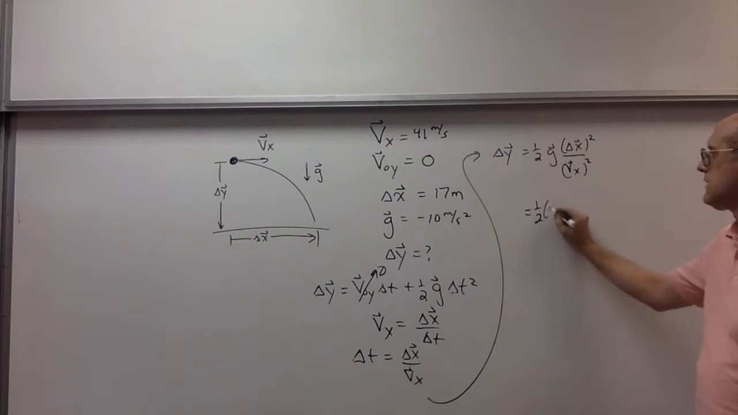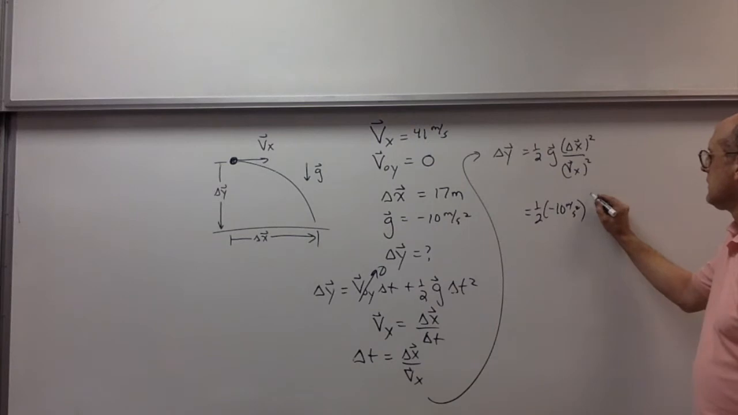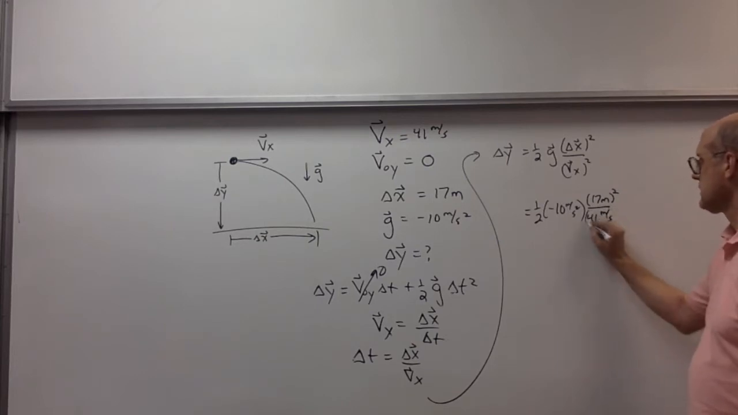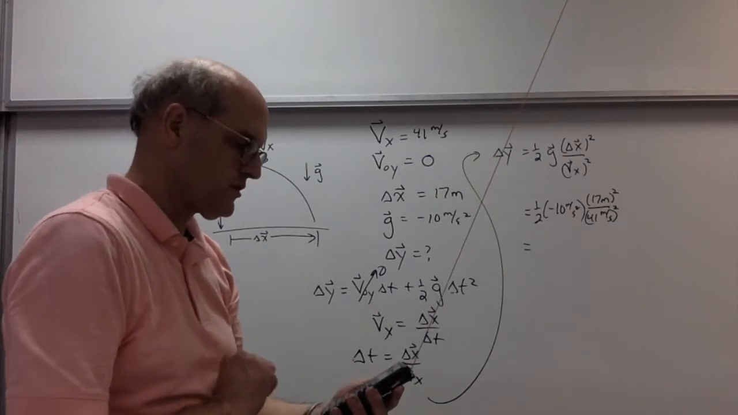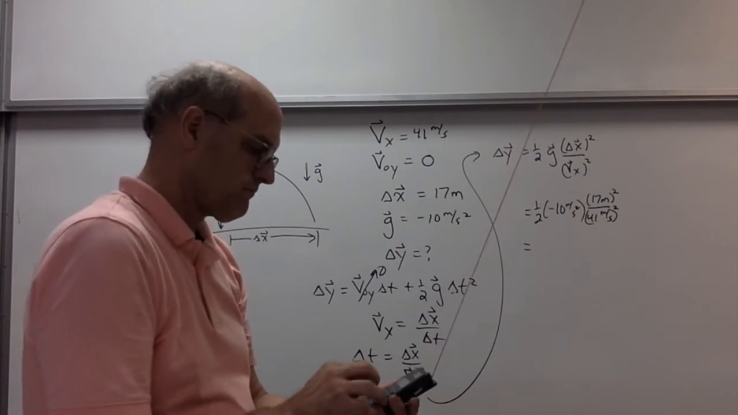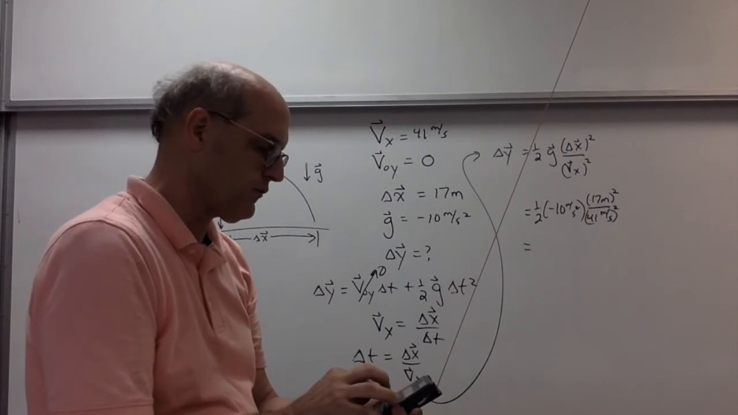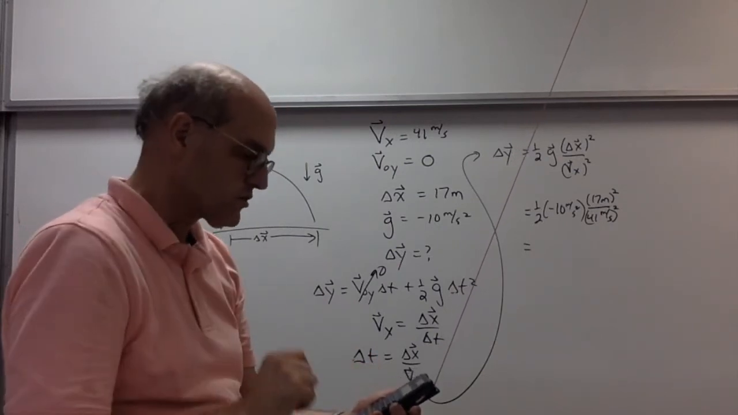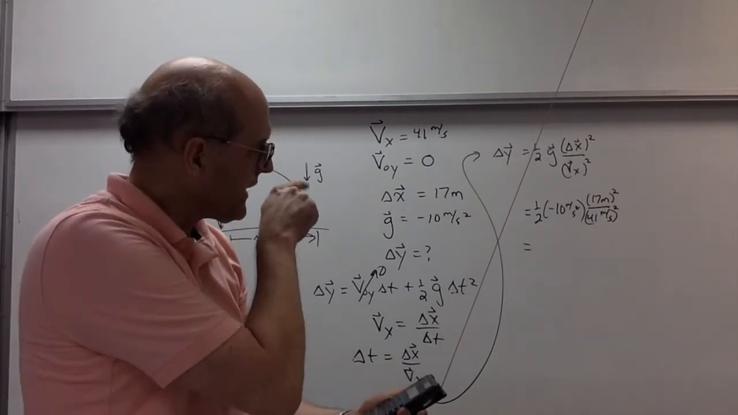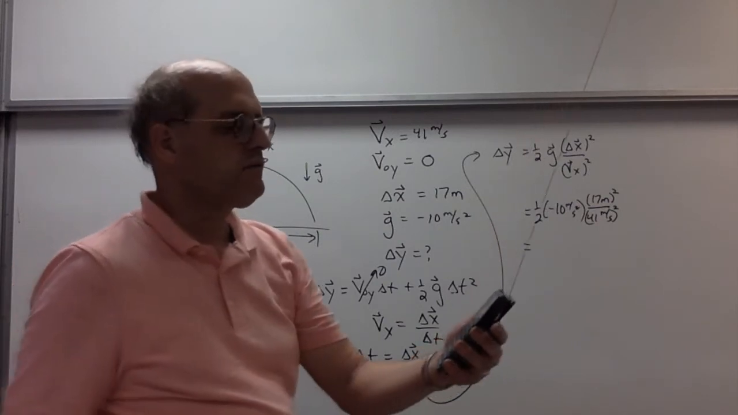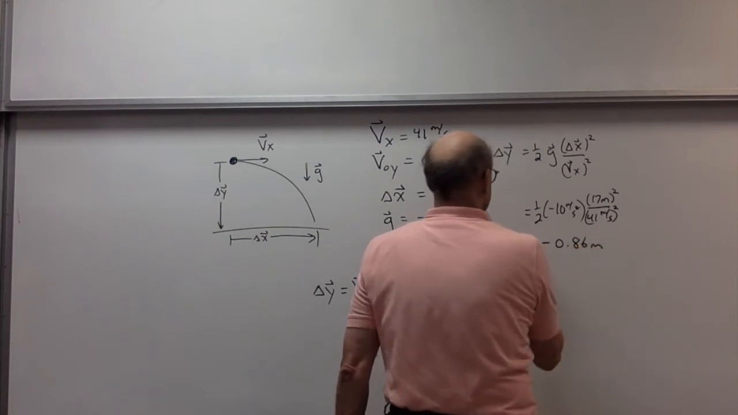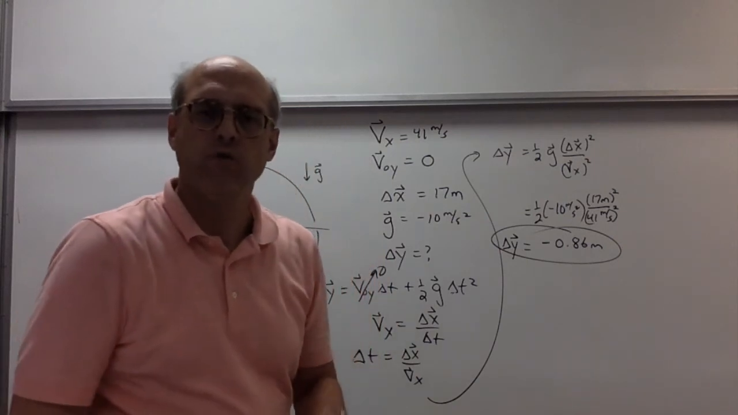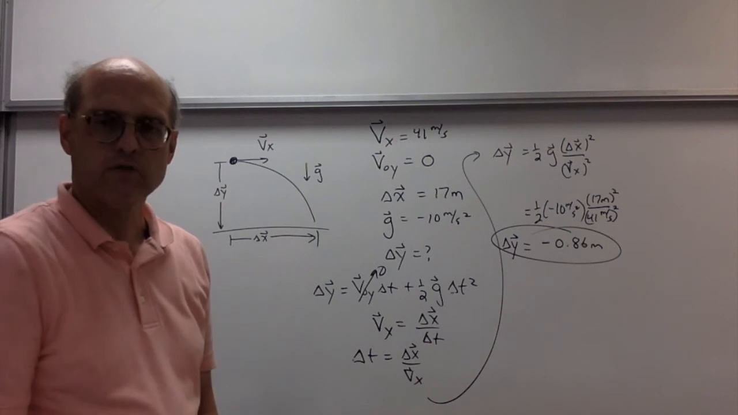Doing the numbers, we have 1/2 times negative 10 meters per second squared multiplied by 17 meters squared over 41 meters per second squared. So let's see what we get for the vertical displacement. 17 squared, 41 squared. Going to take the reciprocal of 41 squared and then multiply it by 17 squared. And I'm going to multiply that by half of negative 10, negative 5. And I get negative 0.86 meters. Okay, so the ball falls negative 0.86 meters. Okay, so that means it falls downward.